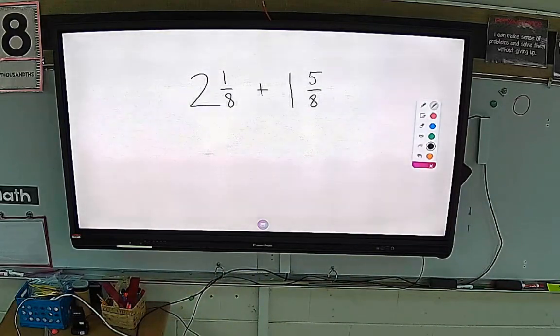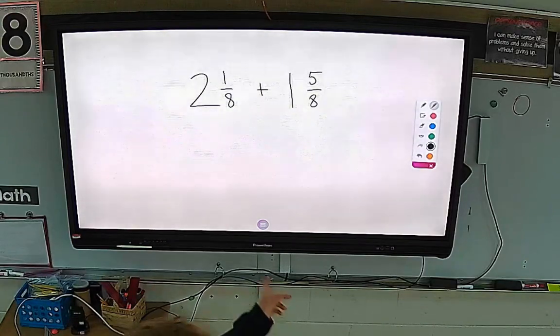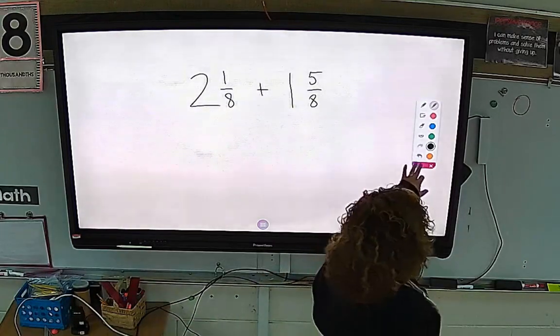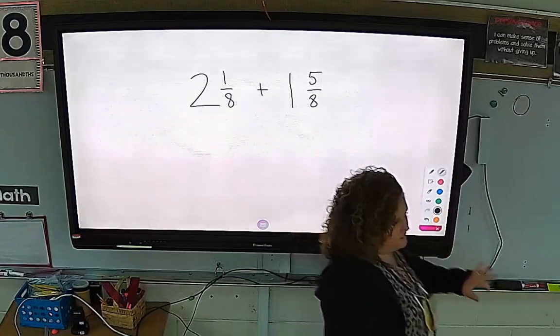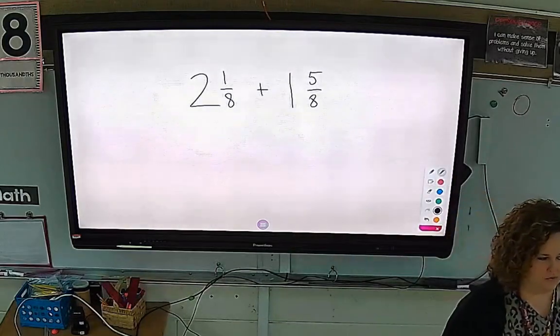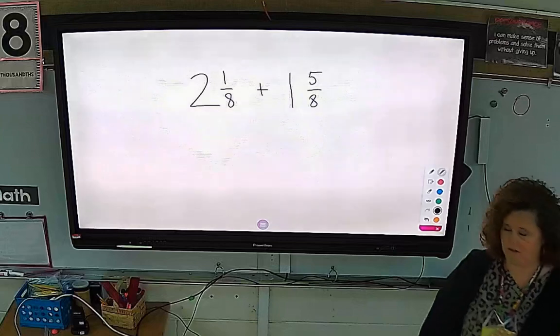We're going to add up the whole numbers together. And then we're going to add up the fractions together. And a lot of the time, it's going to be as simple as that. But I need you guys to be on the lookout today. Anytime you have a problem like this, because a lot of the time, there's going to be an extra step. We're going to see that.